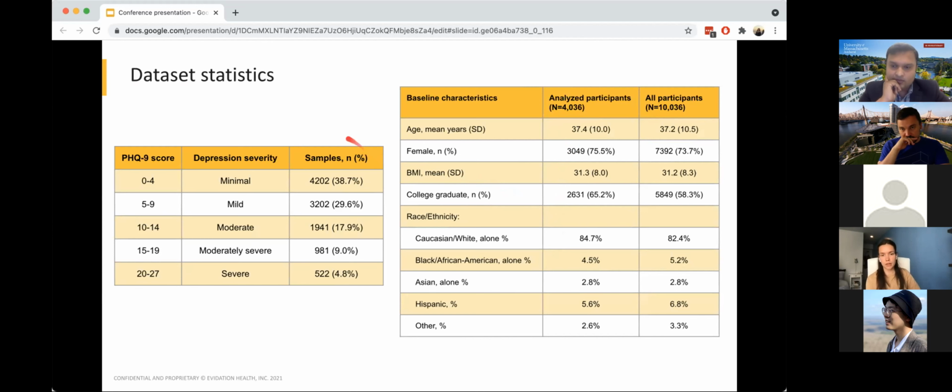Also, I spoke to you at the start about the depression severity levels. The PHQ-9 has 5 depression severity levels. And from the samples that we've generated, again almost 11,000 samples from our 4,000 participants, the majority of participants have minimal to mild depression, and almost 30% of them have moderate to severe depression. So we have a slightly imbalanced data set.